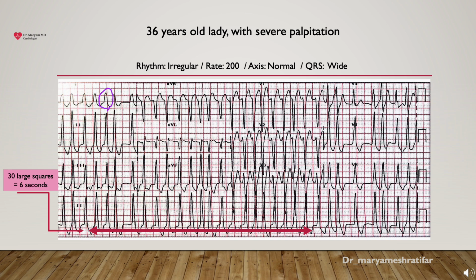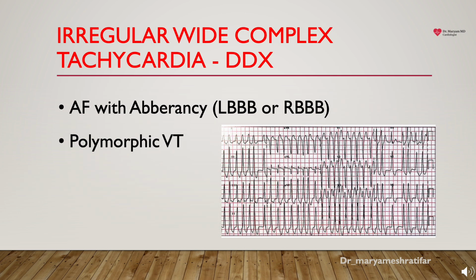So far, we have completed most of the diagnostic pathway. Next, we should consider the differential diagnosis of an irregular wide complex tachycardia, which includes three main possibilities. The first differential diagnosis can be atrial fibrillation with aberrancy.